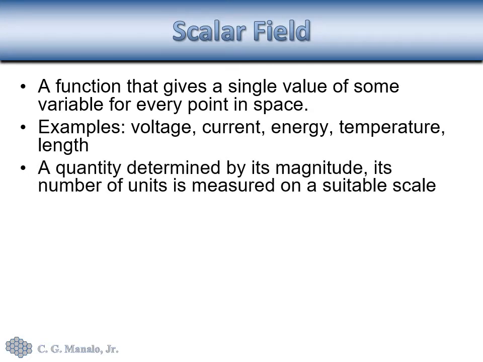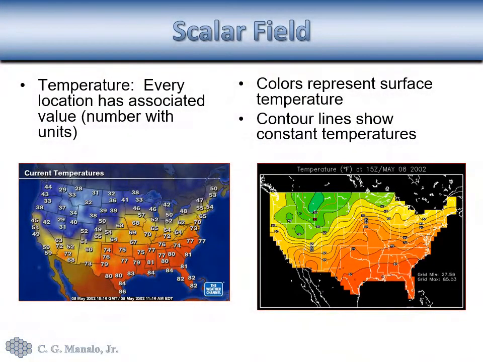So a scalar field is a quantity solely determined by its magnitude, and there's no direction whatever. A good example of a scalar field can be found by mapping the temperature, let's say, of a country. So here we have the temperature on any location in the United States, and this represents a scalar field showing the temperature in every location.